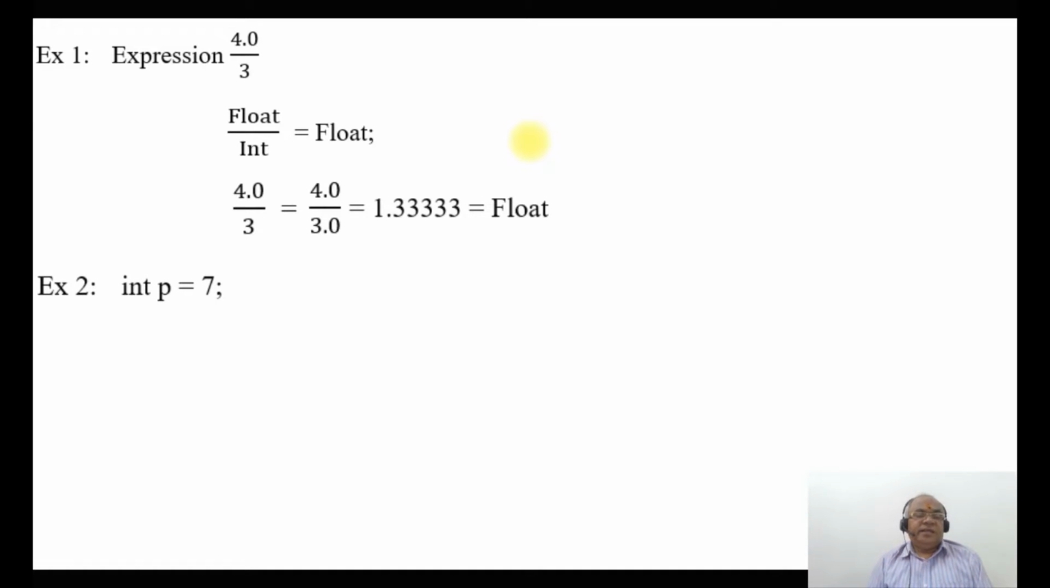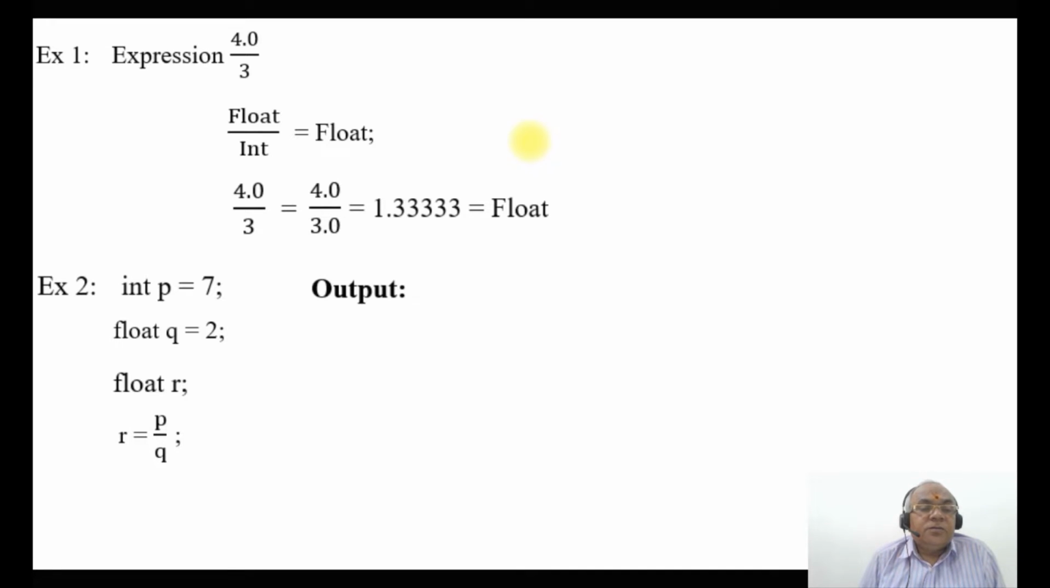Suppose you are considering the second case, we have an integer p equal to 7 and float q equal to 2. Then I declare the result of these two as r, which is again a float. So r is equal to p by q. What will be the output? R is equal to p divided by q. So p, the integer, because it is a lower rank, is converted automatically into a higher rank by the C compiler, which becomes 7.0 divided by 2.0, which will be equal to 3.5.